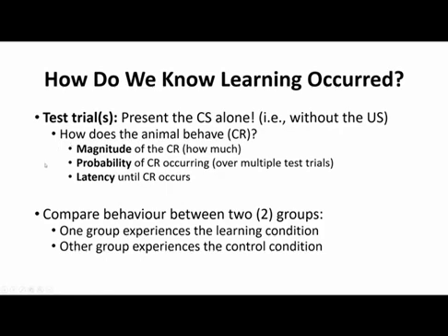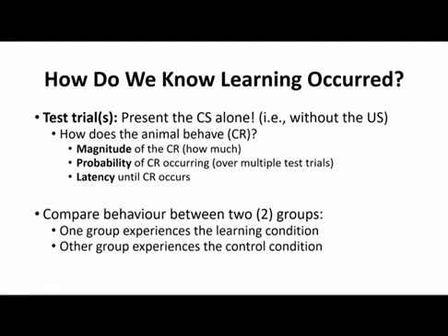And so when we do these test trials, we can look at the magnitude of the CR. How much of the responding are they doing? We could look at probability of that CR occurring. So if we do multiple test trials, how many trials do we see that behavior? So 50%, 100%, what's our probability? Or we might see latency until that conditioned response occurs. How long does it take for the lizard to approach a toad? All of these are possible, and we've seen examples of all of these up to this point. We could also compare between two groups. Another thing that we've seen, we can have one group that experiences the learning condition and one group that experiences the control condition.